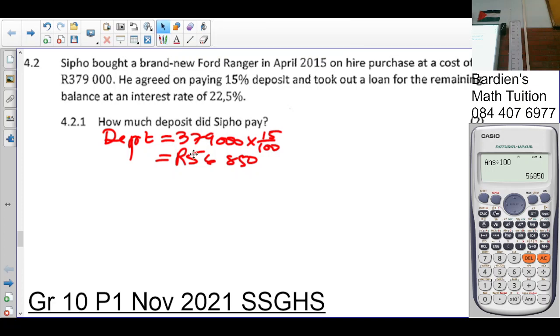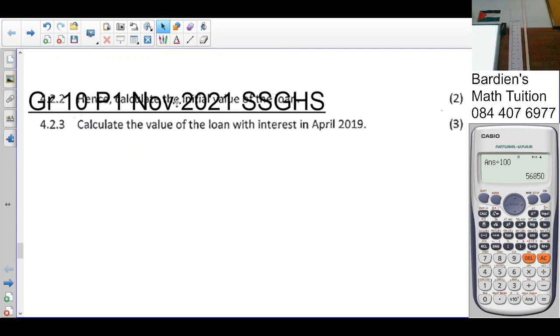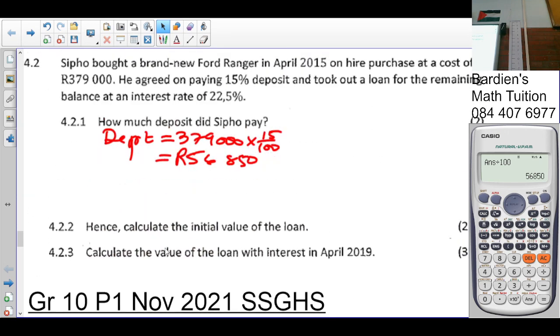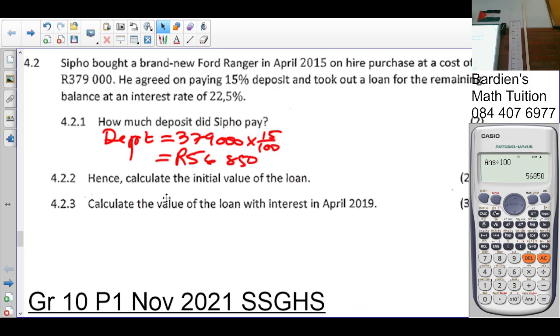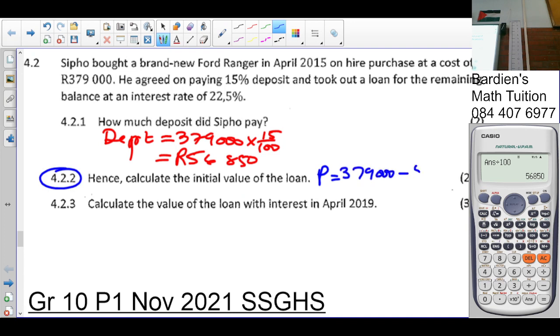Okay, so the next question says, calculate the initial value of the loan. So the loan amount is your principal. He's going to give you the cash price, which is 379,000 minus your deposit of 56,850. So 379,000 minus that answer is going to give you 322,150. So that's the loan amount.